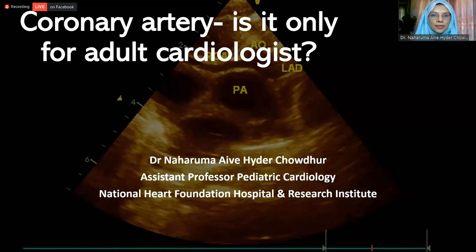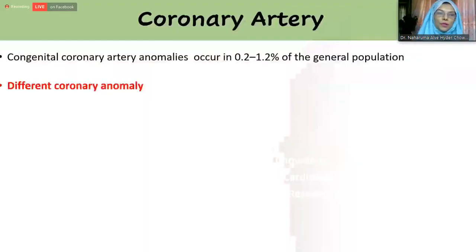Are the coronary arteries only for the adult cardiologist? Being a pediatric cardiologist, I want to share some coronary anomalies that have clinical implications in diagnosis and management purposes. So we know that congenital coronary artery anomaly is very rare. It is only 0.2 to 1.2% of the general population.